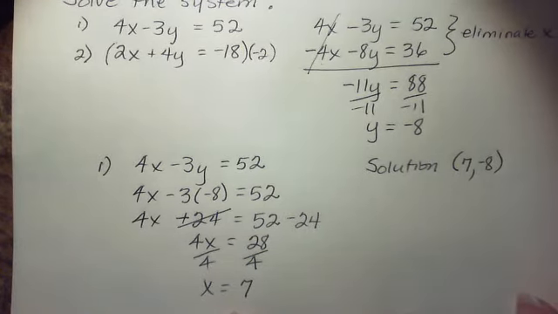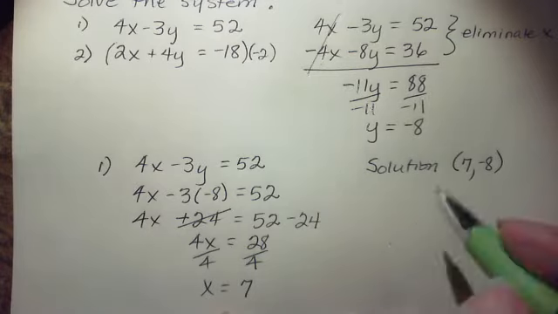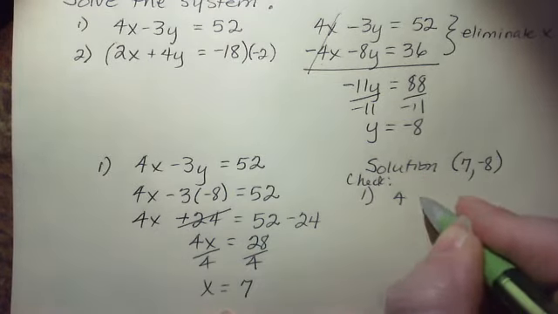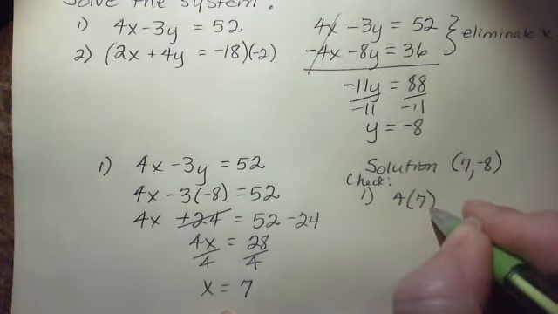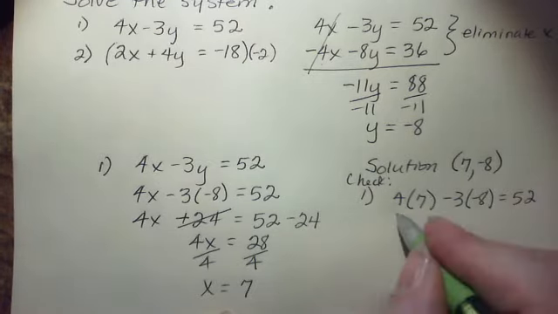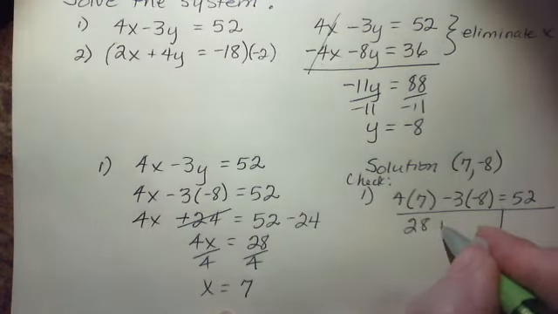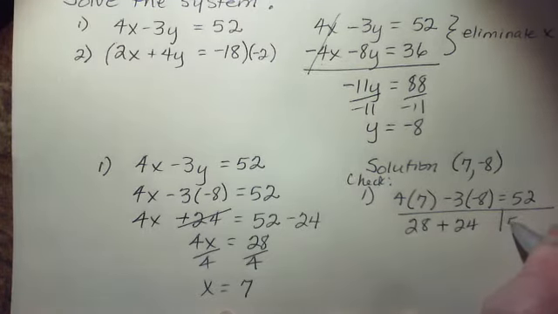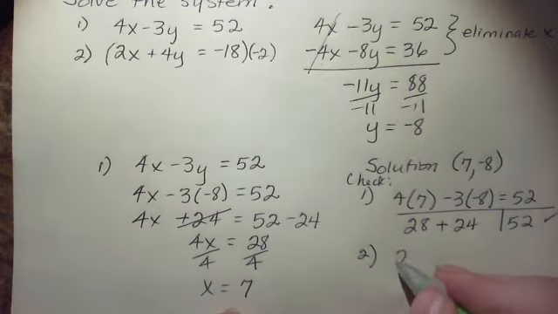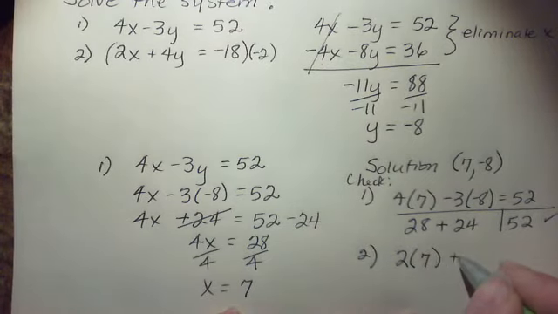Now, to make sure that that's correct, I'm going to check these values in both equations. So equation 1, I'm checking. For x, that would be a value 7, minus 3y, that would be a value negative 8, equal 52. Let's see if that checks. That's 28 plus 24. Does that really equal 52? And you can run that in your calculator and find that it is true. Let's also check those values in equation 2. 2x plus 4y. So 2, replace x with 7, plus 4, replace y with negative 8.